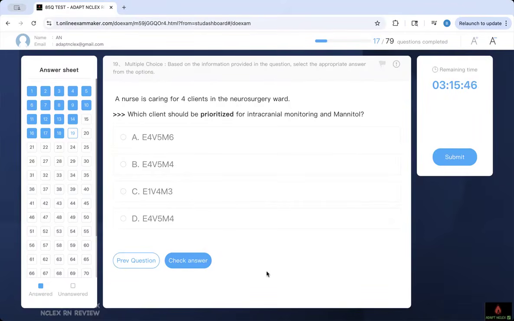It's not. Which client should the nurse prioritize for intracranial monitoring? That means the ICP is high. Convert the question the way you know it. A nurse is caring for 4 clients in the neurosurgery ward. Or I'm telling you, somebody with ICP high. That means their GCS should be lower. That's all. If you calculate this, GCS is what? This is 15. It's a normal patient. The GCS is what? This is 13. It's okay. It's a mild brain injury.